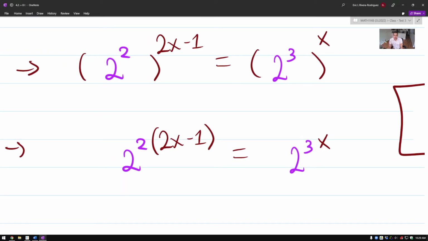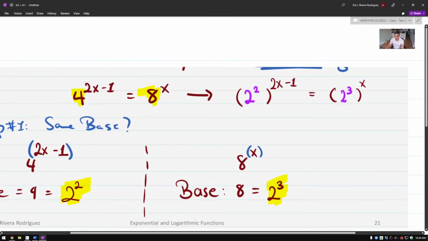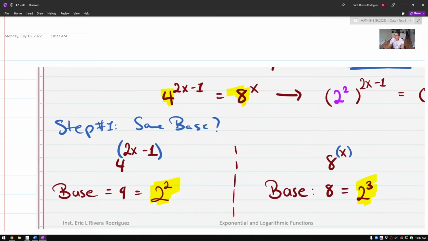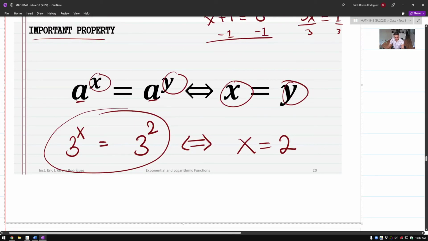What I just did is I took this exponent and the exponent. Now they are being multiplied together, so they become just one big exponent, by just putting them together in a multiplication. So now we can use the property that it is here.